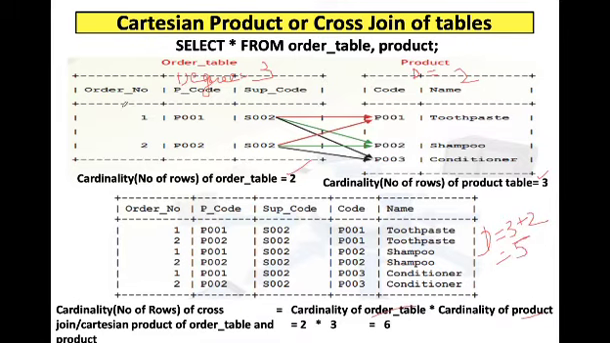So this table had degree 3, this table had degree 2. When we applied the cross join to these two tables, then the degree becomes 1, 2, 3, 4, 5. So we do addition in case of degree and we do multiplication in case of cardinality. I hope degree and cardinality of cross join is clear. This is important from the examination point of view.